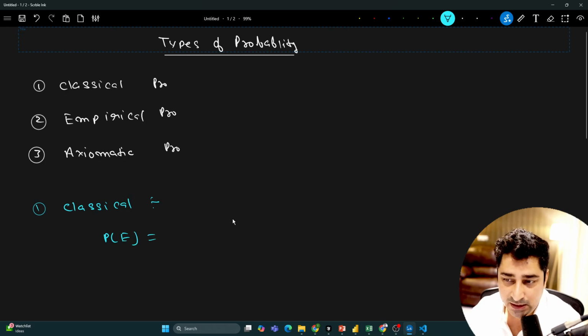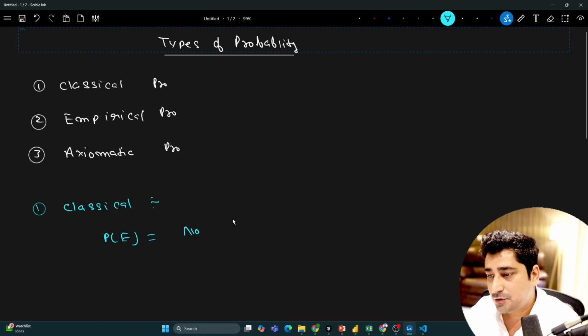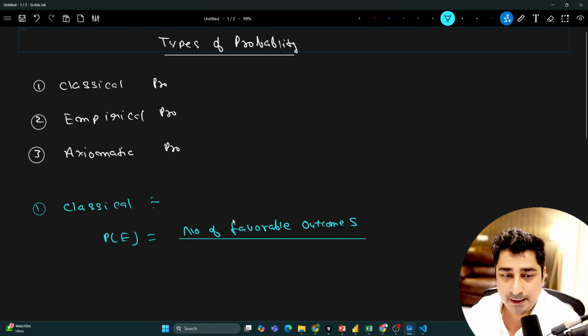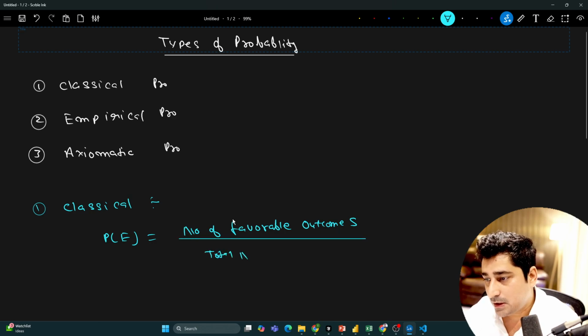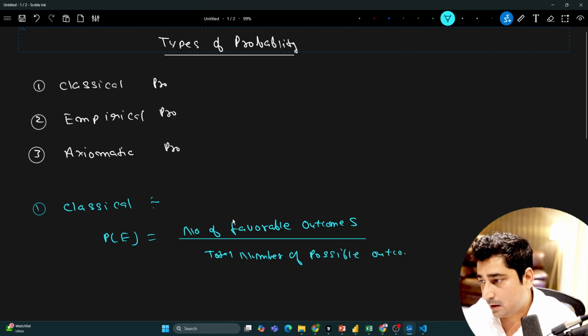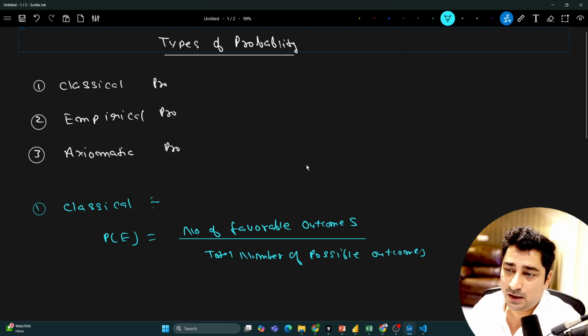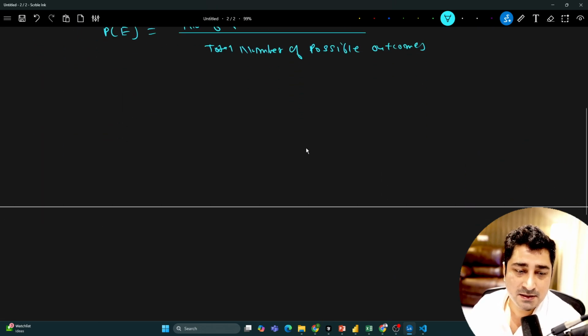For a particular event, if we are trying to find the probability, it is the number of favorable outcomes divided by the total number of possible outcomes. This is called the classical probability formula, and obviously its range is between 0 and 1. But let's try to understand it with the help of a particular example.